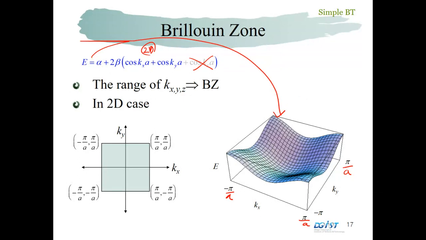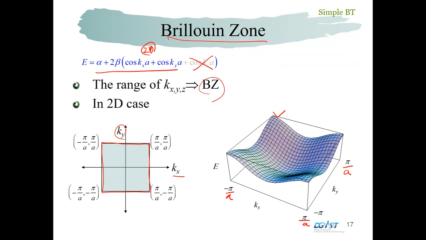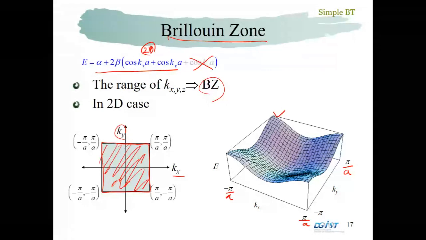This plot is asynchronous, but these are the equations. So let's think about this two-dimensional case, kx, ky, and there is some certain range. That's what you call the Brillouin zone. If you understand the behavior of the electron in this range, that's enough to understand all behavior of the electron.